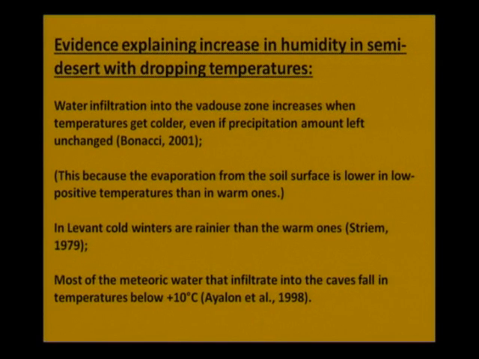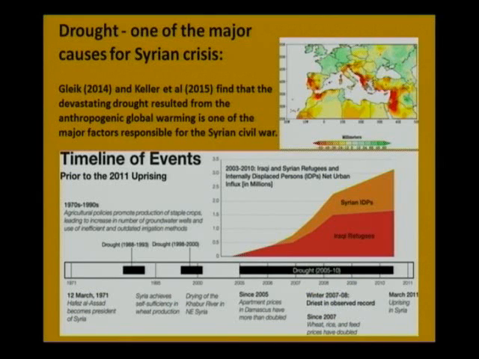Also there were works showing that cold winters are rainier than the warm ones in our region. And also there is work in the Sorek cave showing that most of the meteoric water infiltrating into the cave falls at temperatures below +10, and above +10 all the rain events are usually negligible to the water budget.